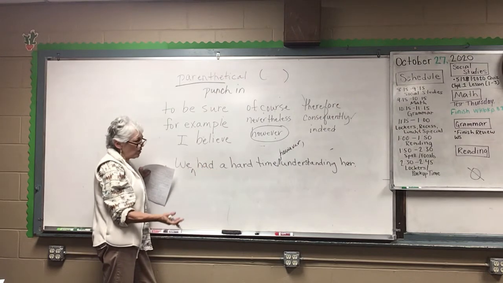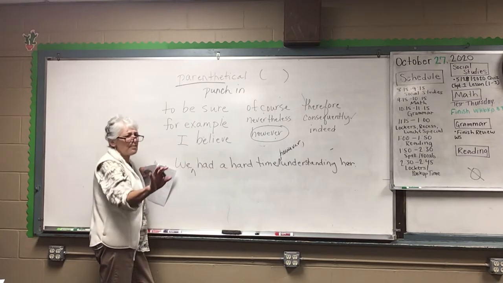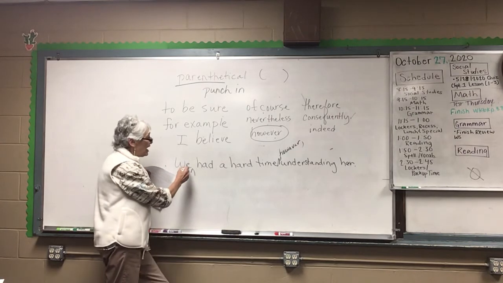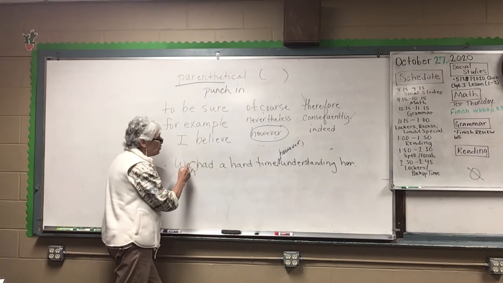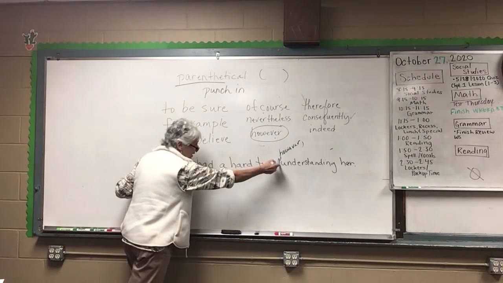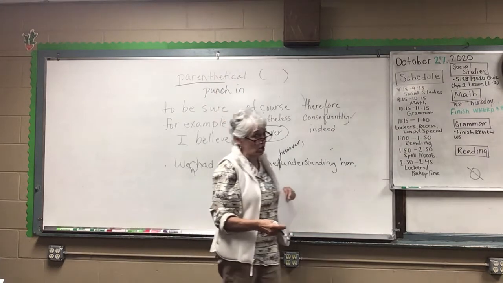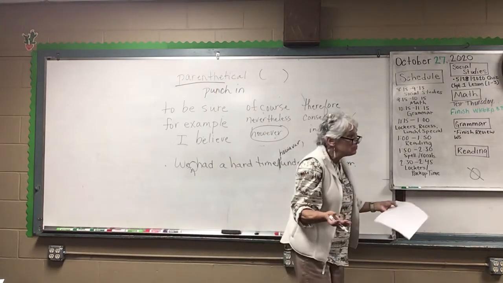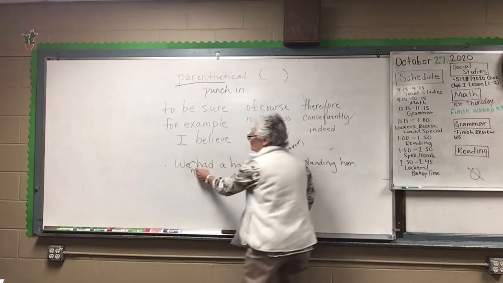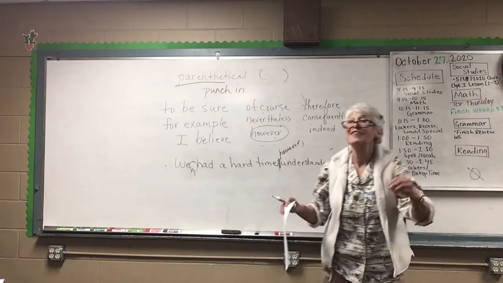We had, however, a hard time understanding her. It would be okay. Not my top choice, but it sounds okay. But I like it right here. We, however, had a hard time understanding her, or I like it right here. We had a hard time, however, understanding her. Goes well there too. So I don't want you to think that it has to just be the very next word. It can be punched in anywhere in your sentence that makes sense.